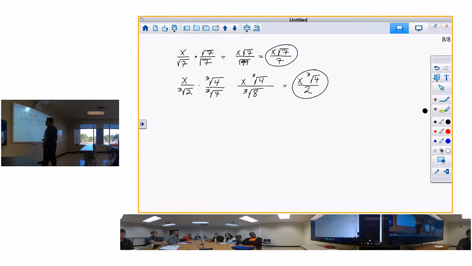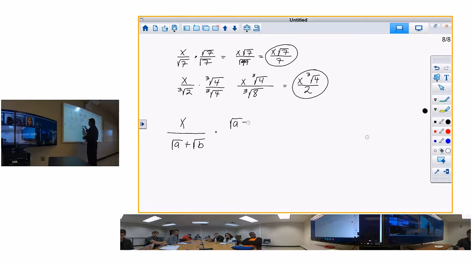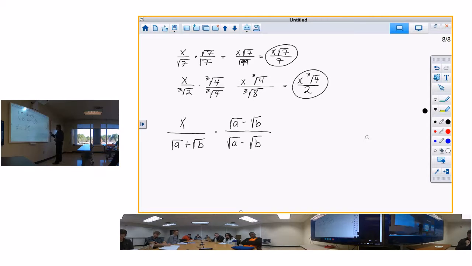So if I give you x over the square root of a plus the square root of b, then I'm going to rationalize by multiplying by the square root of a minus the square root of b over the square root of a minus the square root of b. Now, why do I use the conjugate? Does anybody want to tell me why?